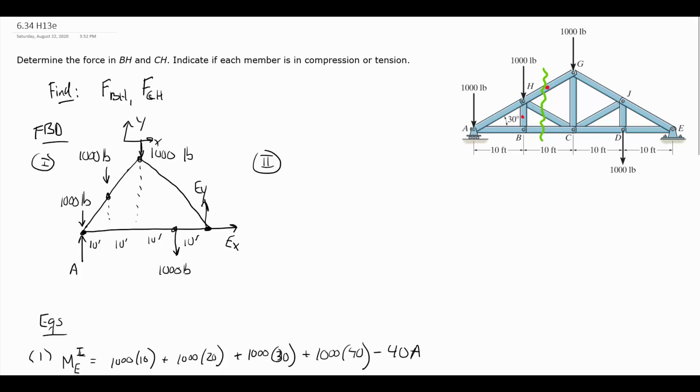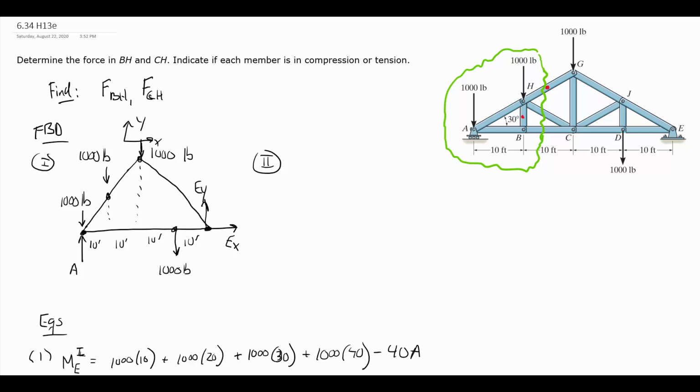Now I can use everything to the left or the right of that cut. Because there's just less happening, I'm going to do everything to the left of my cut. I could have used everything to the right. It's just going to be more to draw, so that's the only reason I'm choosing, in this case, left.